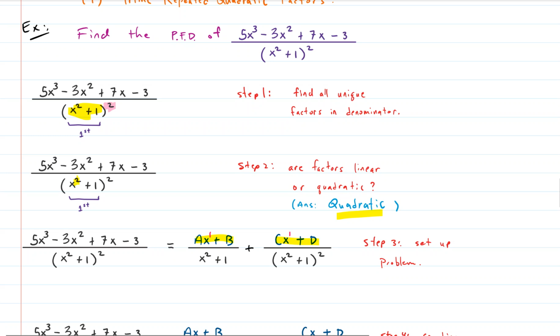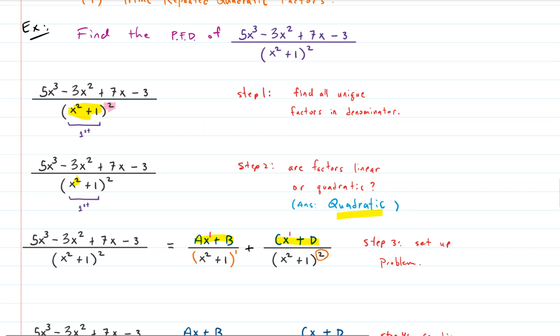So if we had just had x squared plus 1, we would not have had this last term. It would have been gone. We just would have had ax plus b, and we would have had the x squared plus 1 in the bottom. But because we have repeated factors, we have to have a term here for each of the repeated factors. So this is x squared plus 1 to the first power. This is x squared plus 1 to the second power.